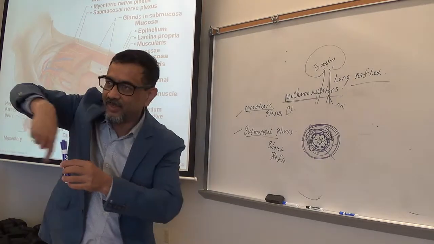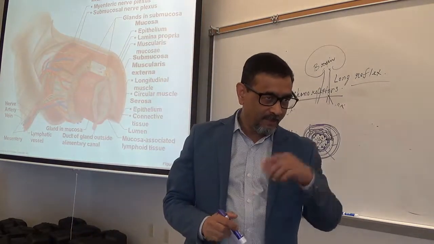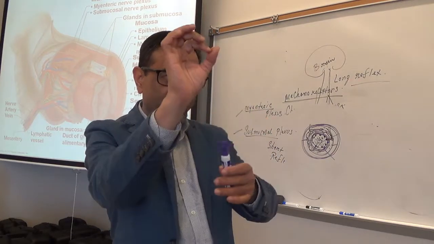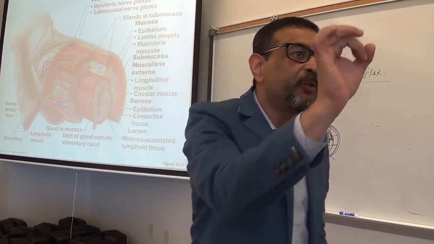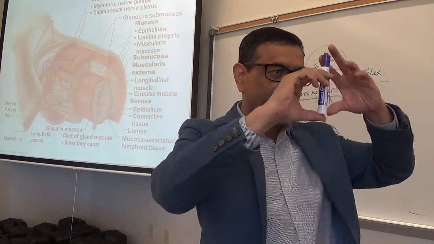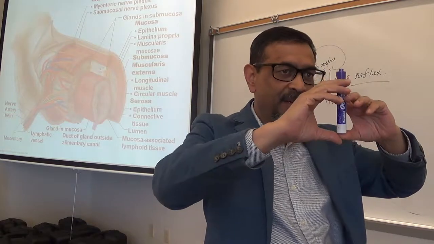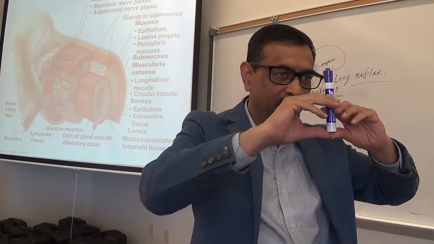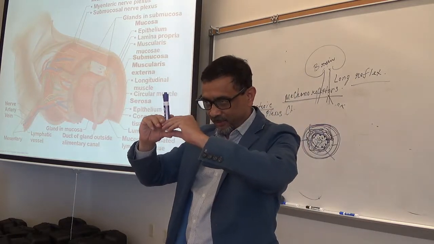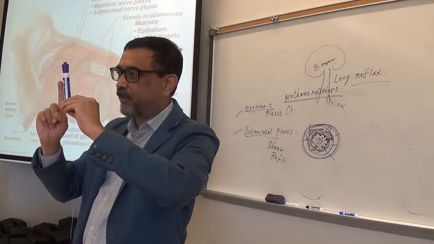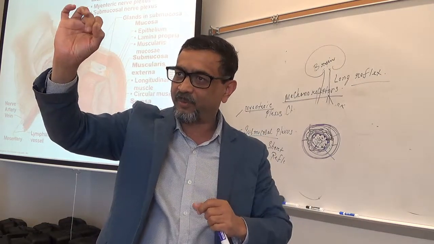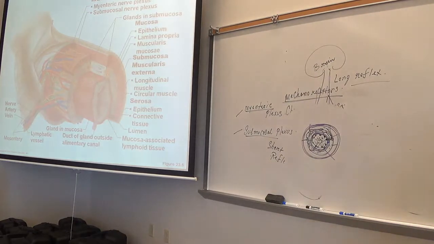Make sense? So now you tell me, if I want to constrict the lumen, you know lumen, right? Constrict the lumen, contraction of which fiber is needed? Longitudinal or circular? Circular. If I want to make the tube shorter, not constrict, which fibers should be contracted? Longitudinal, because longitudinal fibers are going like this. So shortening will be done by the contraction of longitudinal fibers, and constriction of the lumen will be done by the contraction of circular fibers. Easy. So both are needed.